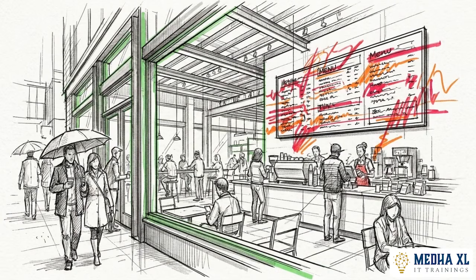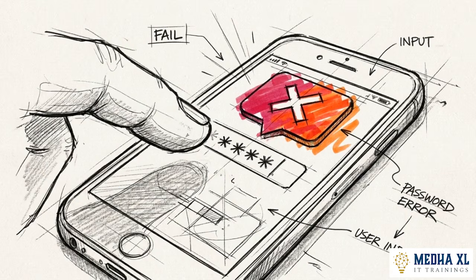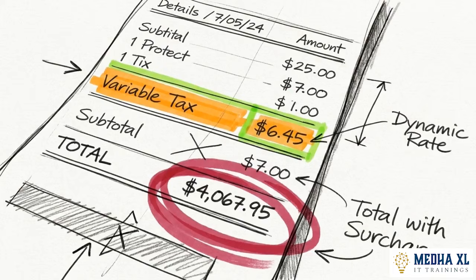Software rarely operates in a vacuum. It has to respond to unpredictable user inputs, fluctuating datasets, and dynamic environments. A script that runs straight down the page cannot handle a user entering an incorrect password, or a shopping cart calculating variable tax rates. This diagram illustrates the solution: control flow.